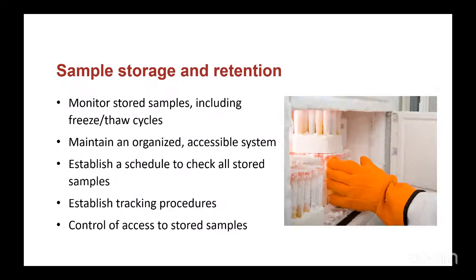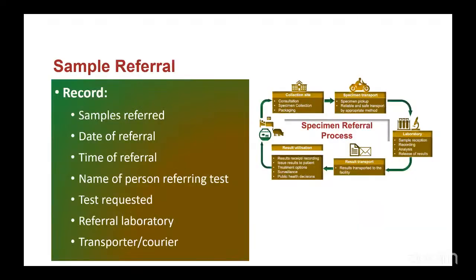Are we communicating? Sample storage and retention. Monitor stored samples, including frozen samples. Those samples you put in the freezer, store samples. Maintain an organized and accessible system. You can see all these stored samples in the freezer. Establish a schedule to check all stored samples. Establish your tracking procedure. Have control of access to stored samples. So everybody should not just have access to your stored samples. You must have control of access to those stored samples.